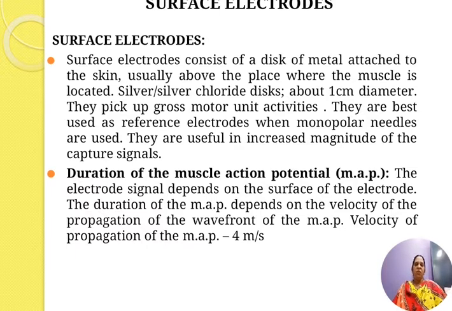Surface electrodes consist of a disc of metal that is attached to the skin, usually above the place where the muscle is located. A small disc-shaped metal will be there, and you are going to place that electrode onto the surface where the measurement is to be made. They are silver or silver chloride discs, about 1 centimeter in diameter. They pick up gross motor unit activities. These surface electrodes are best used as reference electrodes when monopolar needle electrodes are used.